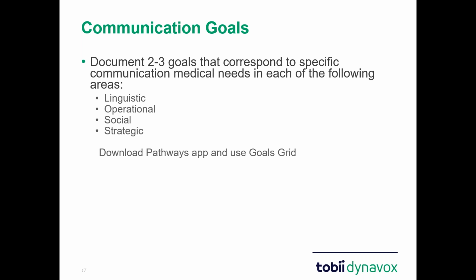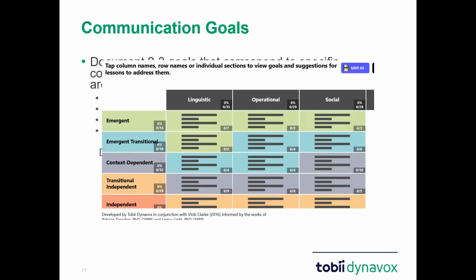So download the Pathways app. It is an app you can download onto your iPad. It's free and it has a goals grid in there. So the goals grid looks like this. So you can see you have the linguistic, operational, social, and then there's one more space over there. But you have your emergent, context dependent, transitional, independent, and independent users. You can click on each of those boxes and it will bring up a goal bank for you.